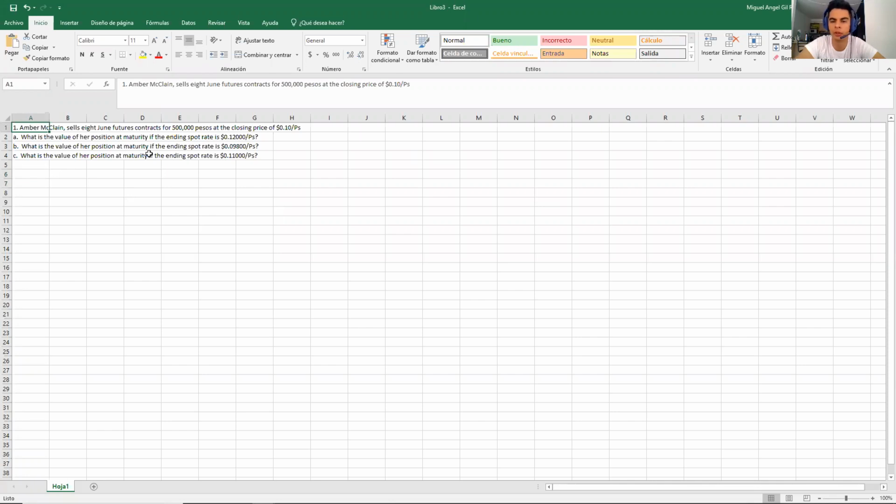It is a future problem. So the first thing that we need to understand is that in this exercise, the person is selling the contract. So selling, remember, means a short position. So this person is selling 8 future contracts.